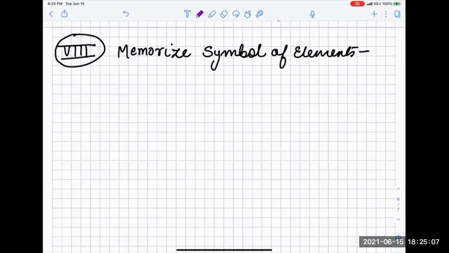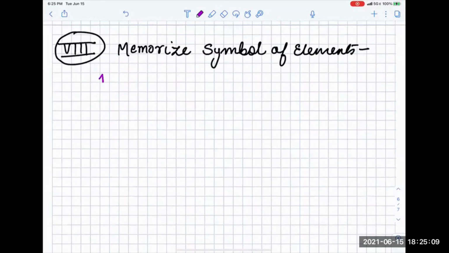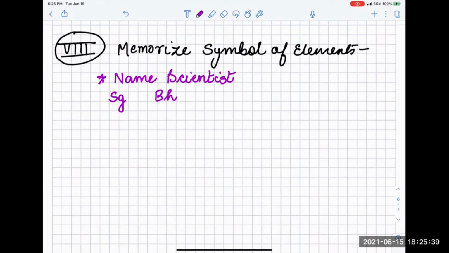But anyways, just keep this in mind that these symbols have come out, number one, after the names of some important persons, like Einstein, Einsteinium. So the names of scientists, Rutherford, so Rutherfordium. Then you have, for example, Seaborgium, after Seaborg. Like Bohrium, Bh, like Niels Bohr. So if you know a little bit of the history, you can just kind of get it.